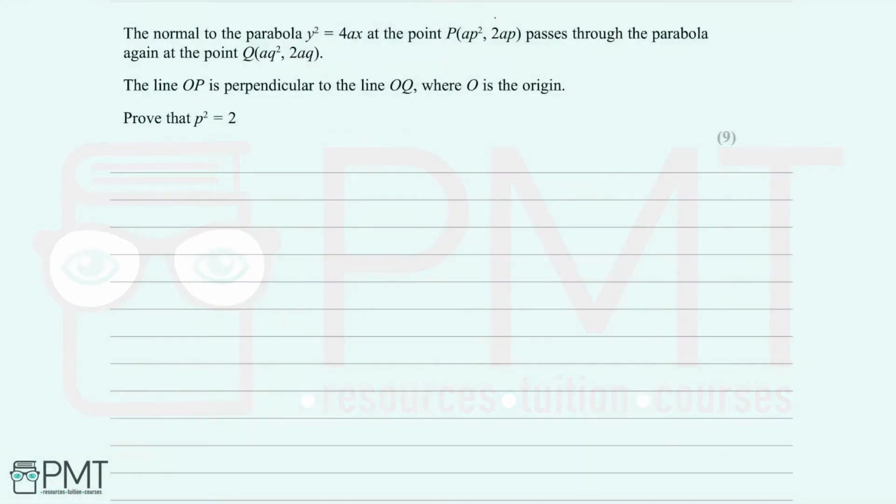In this question, we're given that the normal to the parabola y squared is equal to 4ax at the point P, where P has the coordinates ap squared and 2ap, passes through the parabola again at the point Q, where Q has the coordinates aq squared, 2aq. The line OP is perpendicular to the line OQ, where O is the origin. We want to prove that p squared is equal to 2.